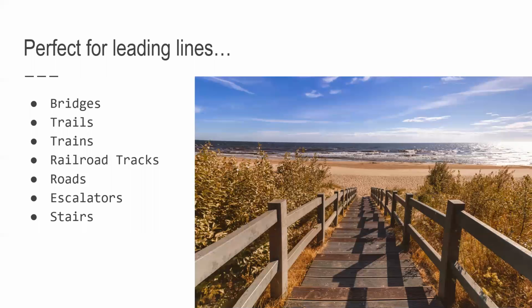On this beach walk, not only do the fence and the stairs give leading lines, but the shadow on the ground offers additional leading lines. So just a few ideas here on the left for things to think about if you wanted to practice this concept. Maybe something we don't have is stairs, but trails, like the picture we just saw, trains, railroad tracks, roads, escalators. You can probably picture a bold image of multiple escalators that many people have taken.